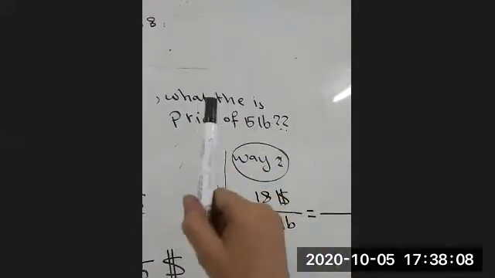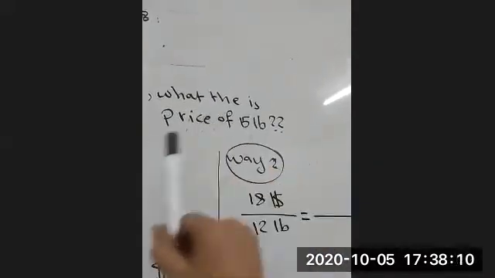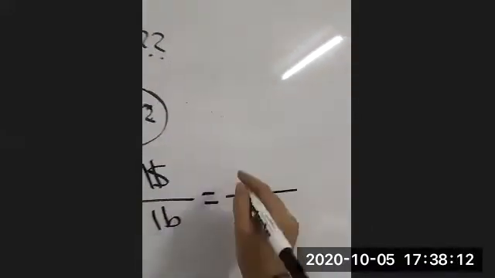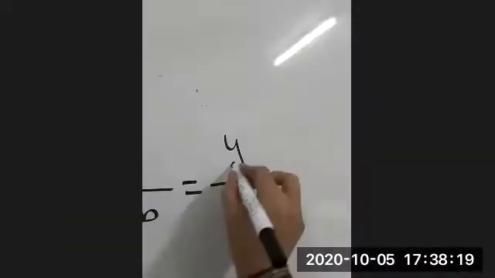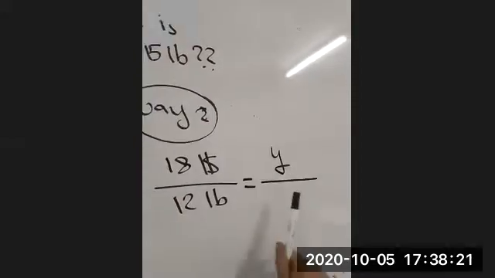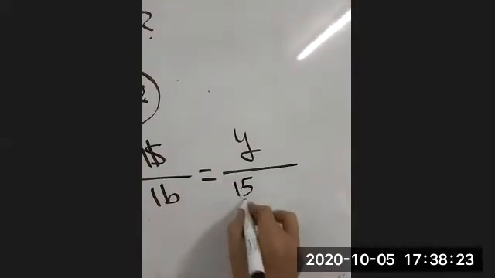What does the question want? What is the price? So the question asked about the money. The money is up, so I'll put my variable up. They sold how many pounds? 15 pounds. Pounds are down, so we'll put 15 pounds down.